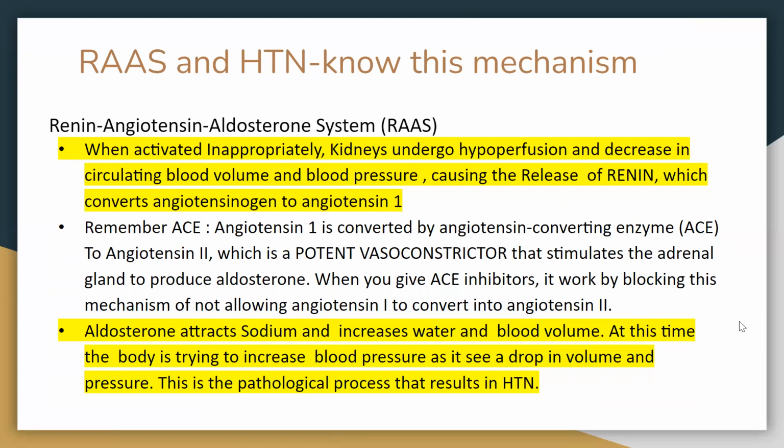Angiotensin 1 is converted by angiotensin converting enzyme, which is also called ACE, to angiotensin 2, which is a potent vasoconstrictor, it stimulates the adrenal gland to produce aldosterone, and that raises the blood pressure. So we want to inhibit that mechanism by giving ACE inhibitors. Aldosterone, why inhibit that process? Because what does aldosterone do? It attracts sodium and increases the water and blood volume. Body is trying to increase high blood pressure as it's trying to compensate. So this is the pathological process in hypertension. Study this slide.